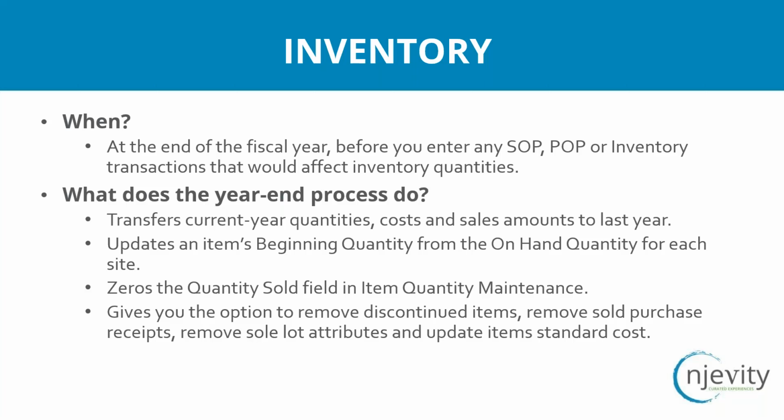Discontinued items, you have to have gone in and flagged the items as discontinued in GP. And if so, then it'll remove them out. Sold purchase receipts is just kind of a cleanup to get rid of some history, and so is sold lot attributes.